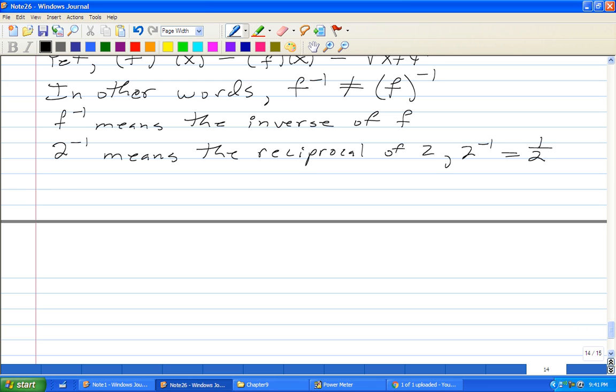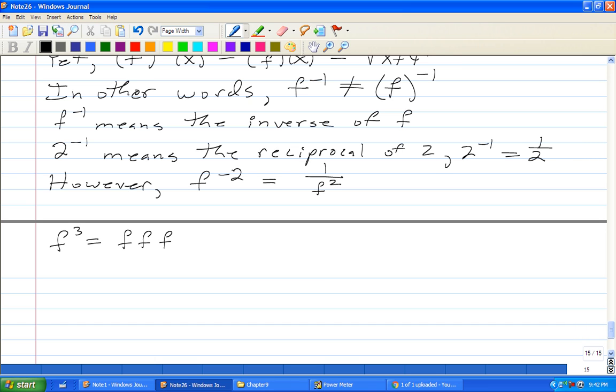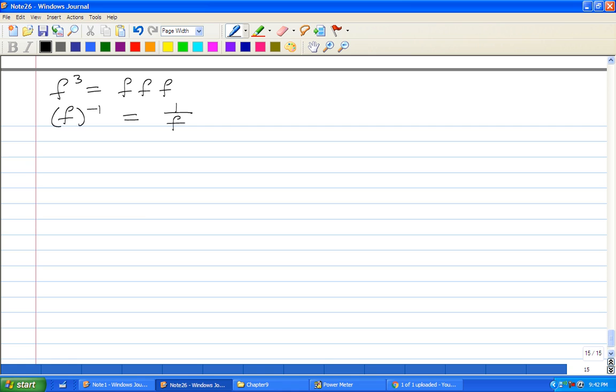However, again, bad notation. If I said f of negative 2, it doesn't matter with or without parentheses. That's always the reciprocal of f squared. Things like f cubed just means f times f times f. You just multiply f 3 times. And this means the reciprocal. It does not mean the inverse function if you have a parentheses.